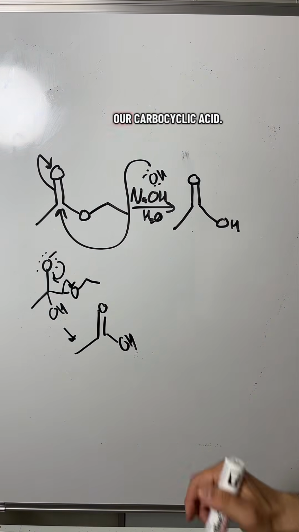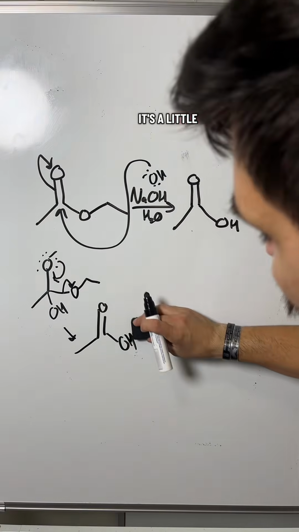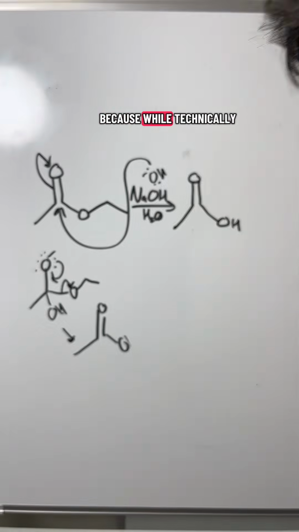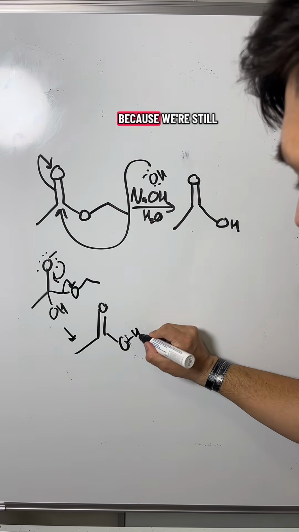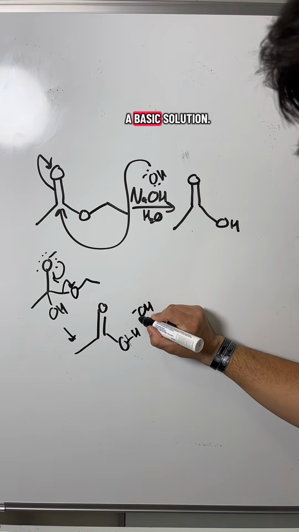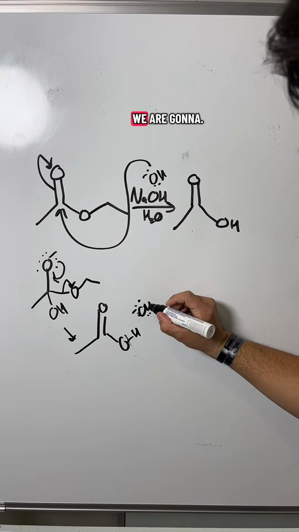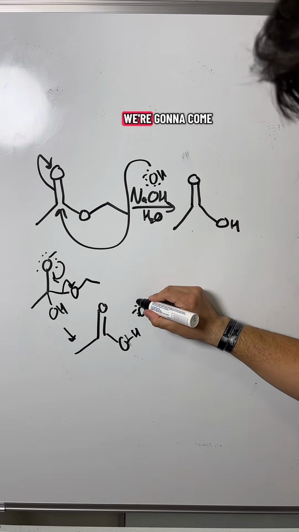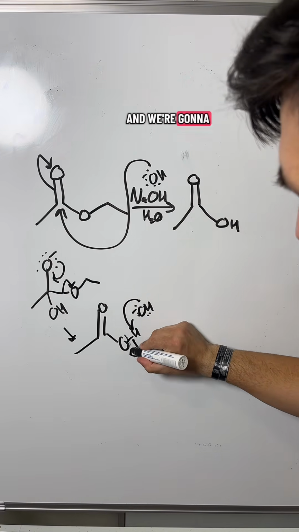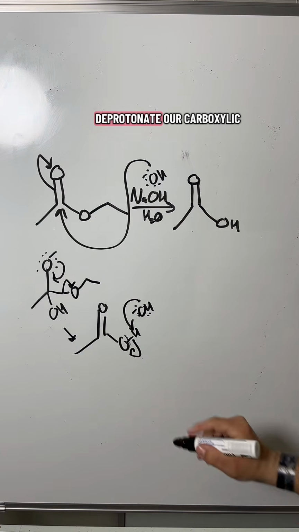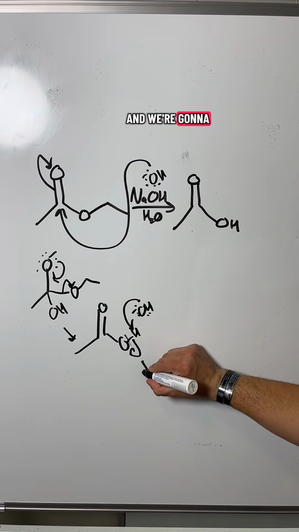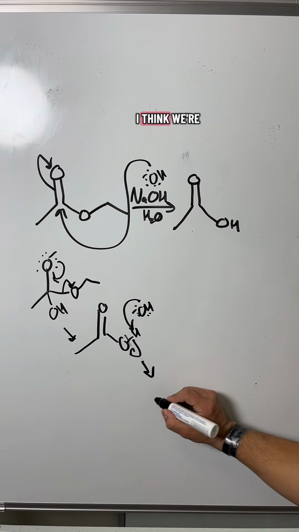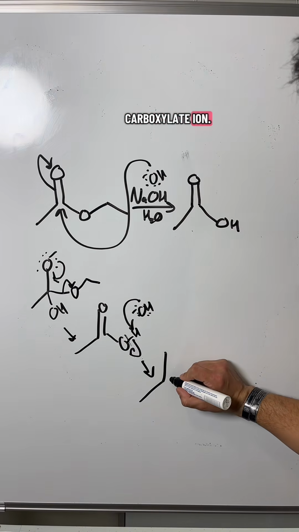Well, yes, we have formed our carboxylic acid. It's a little bit misleading because while technically this does form the acid, in reality there's one more workup step to this because we're still hanging around in a basic solution. We're going to come and steal that proton and we're going to deprotonate the carboxylic acid we just made. We're going to kind of run out of space here, I think. We're going to make this carboxylate ion.